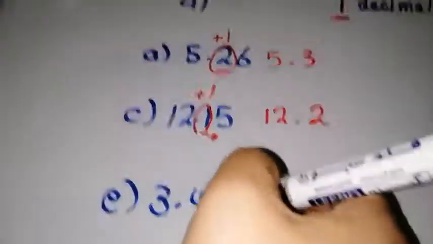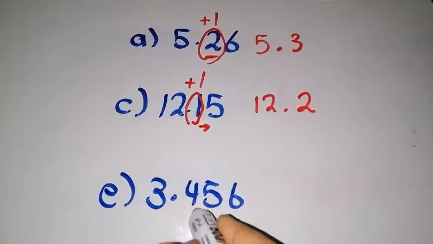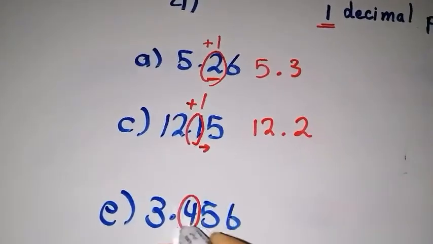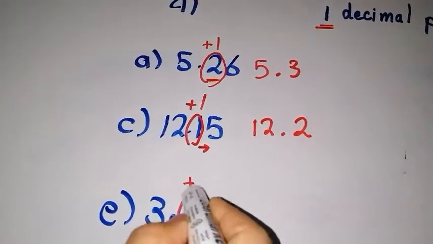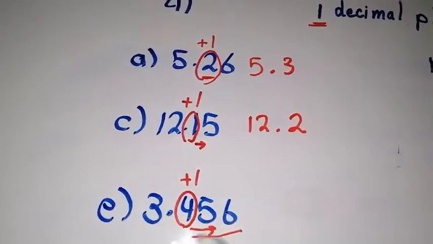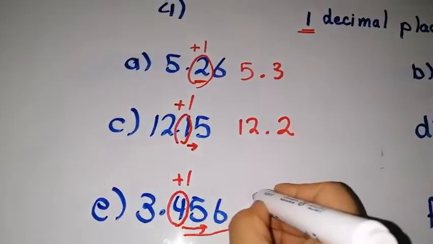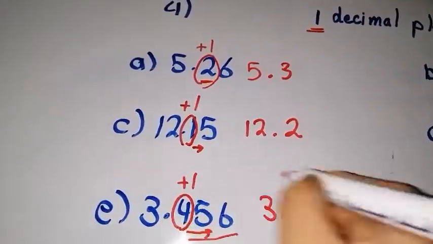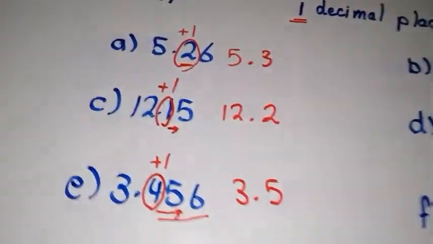Now let's see. E. Circle the number. Look next door. 5 or more, yes. Add 1 more. Numbers on the right, 0 is the same. Nothing. Numbers on the left just stay the same. So let's write now. 3.4 plus 1 is 3.5. And that's all.